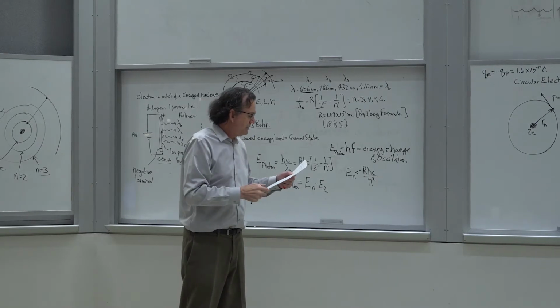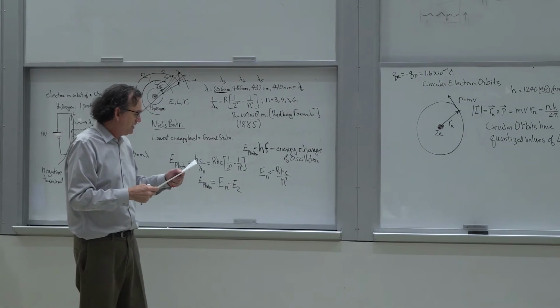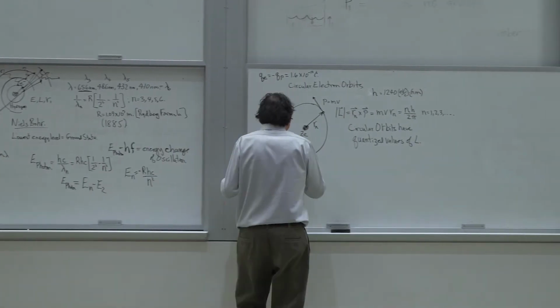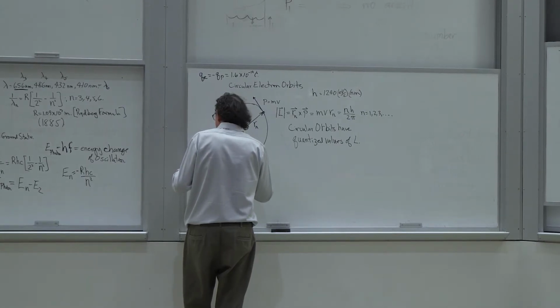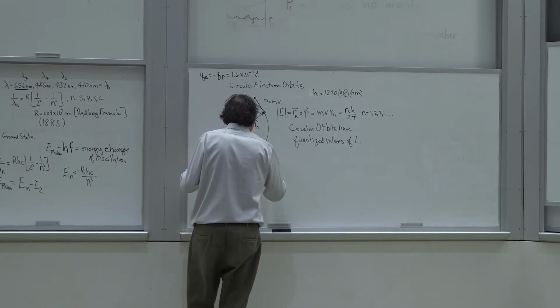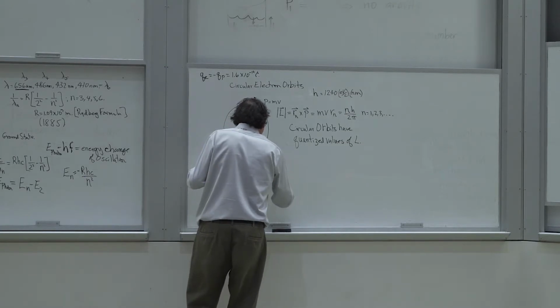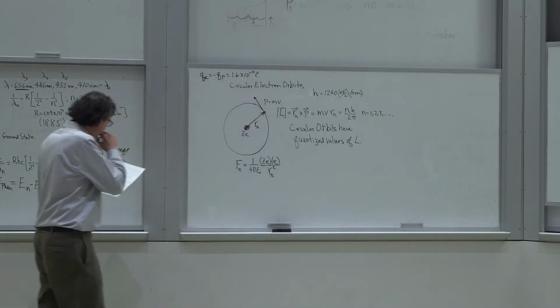Okay, so now we need to use the F equals ma equation, Newton's second law, and write out exactly what the force is. Well, the electrostatic force of attraction between two charged particles is equal to 1 over 4 pi epsilon naught times the charge of the nucleus, Ze, times the charge of the electron, e, divided by the radius separating the two particles. We call it r_n squared.